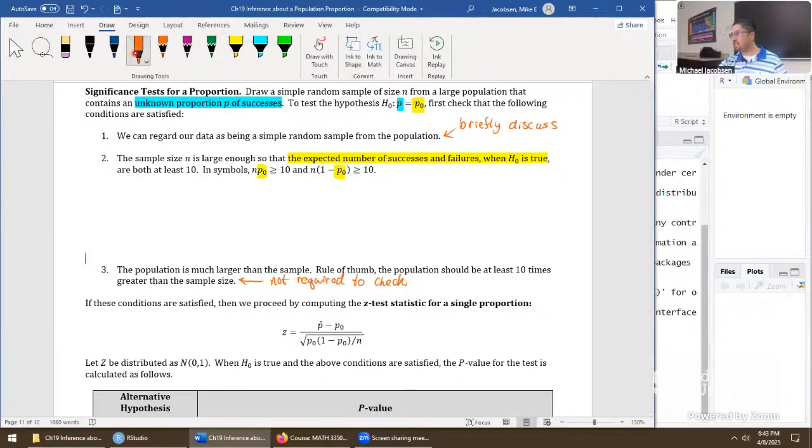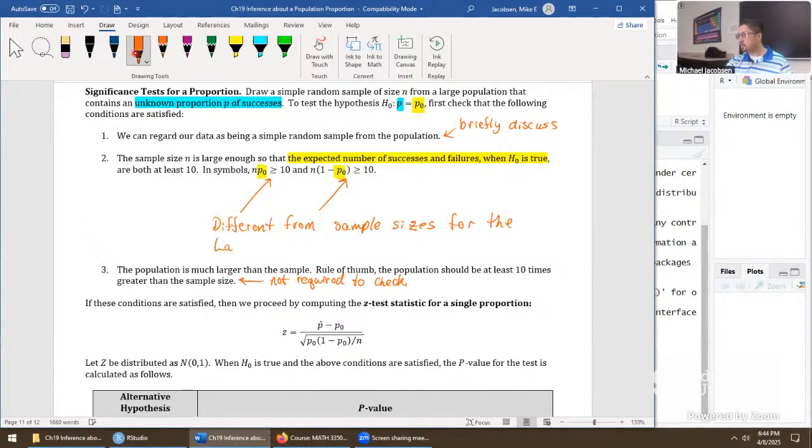So a little bit extra space here just to mention that these computations here are different from computations, or let's say sample sizes, for the large sample confidence interval, I'll abbreviate to CI. So definitely keep those separate in your mind.